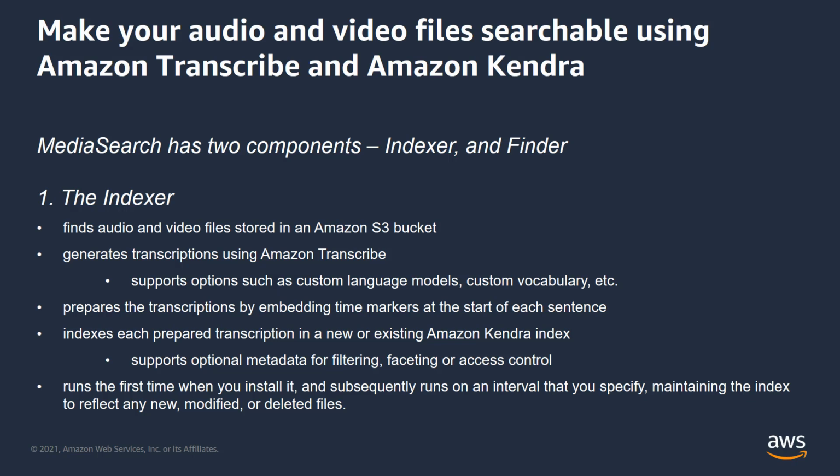By reusing an existing index, this allows you to mix and match media file information with other documents that you may already have in your index so that users can find answers that span media files and regular text documents, web pages, and other Kendra data sources. The first time you install the indexer, it will run to crawl the S3 bucket that you pointed at, and then it subsequently runs on an interval that you specify, and it will find any changed files, any new files, any deleted files, and maintain the Kendra index to reflect those changes.